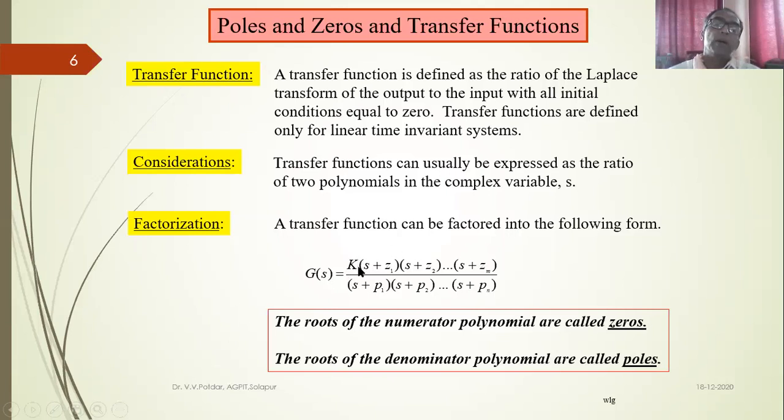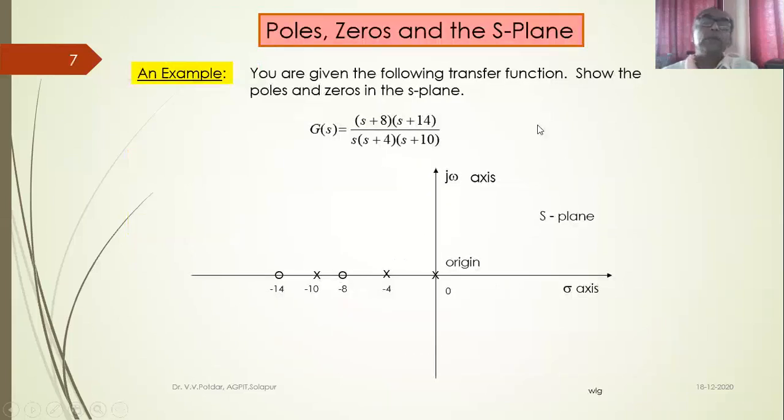I can have a zero at the origin. I can have a simple zero. I can have a second order zero. Similarly, I can have a pole at the origin. I can have a simple pole. I can have a quadratic pole or second order pole, right? So these are called poles and zeros. Now let us see how these are graphically plotted. As an example, you are given the following transfer function, show the poles and zeros in the S plane. Now, this is my regular graph paper now.